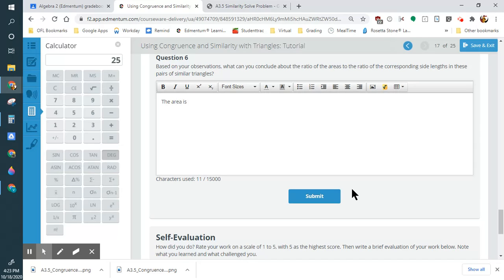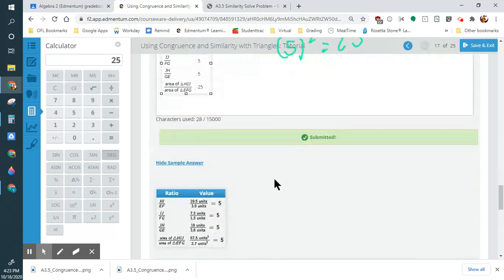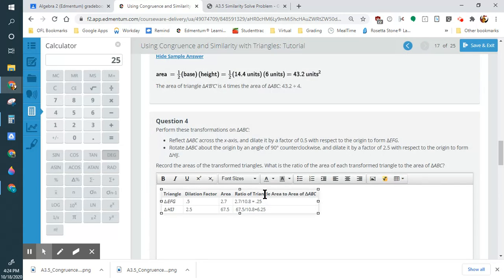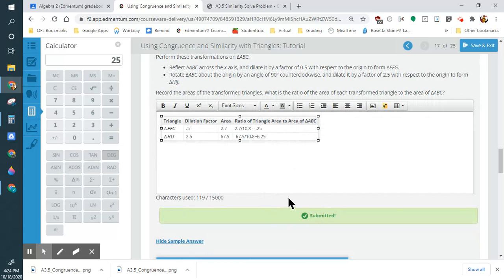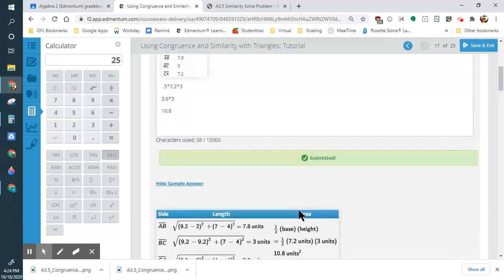Area is going to be squared of the ratio of the sides. And I kind of knew this going in because I've dealt with areas before, but I'm sure you guys are kind of like, how did he know that? Or how did he realize he was wrong the first time?